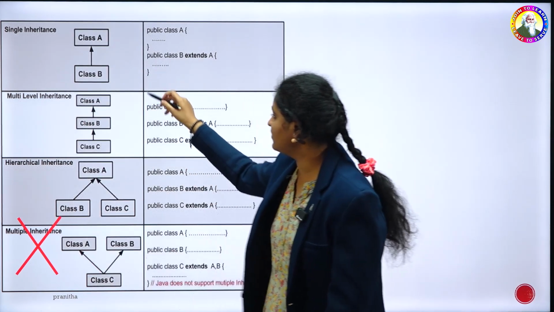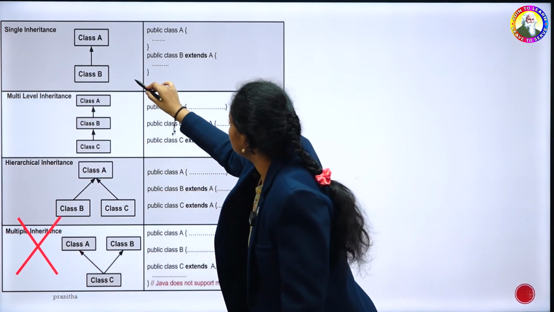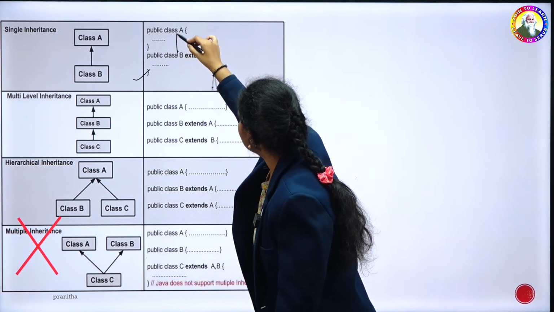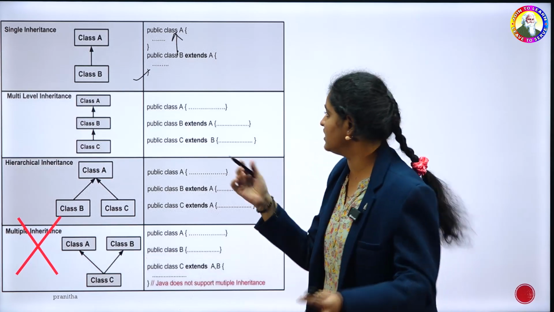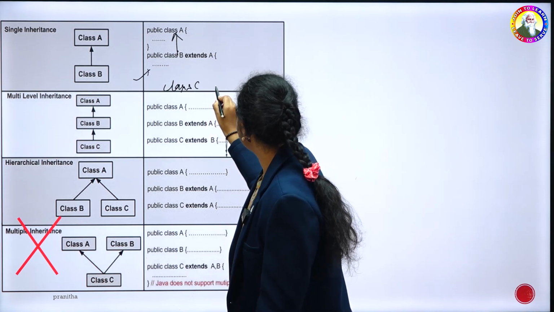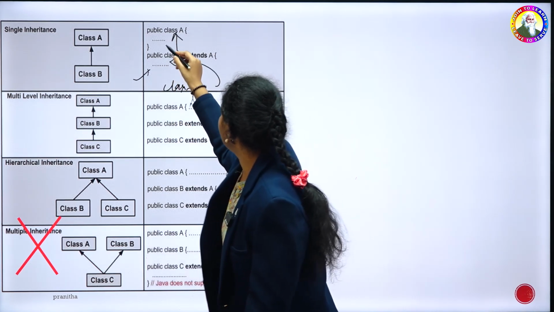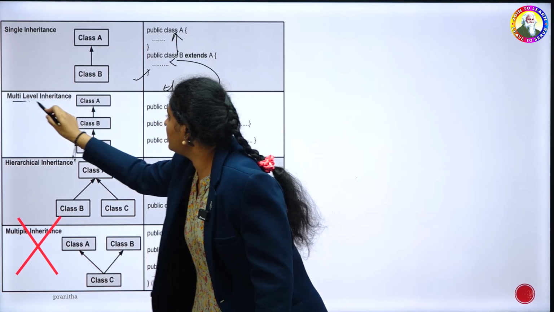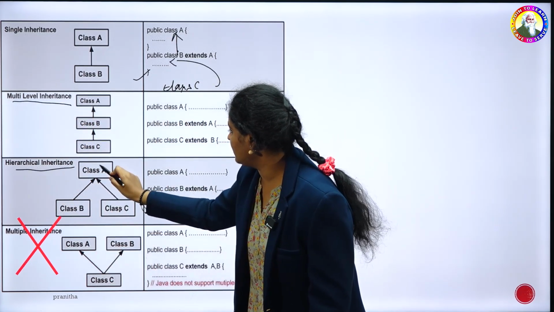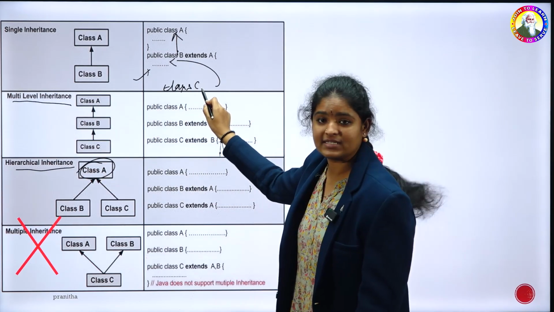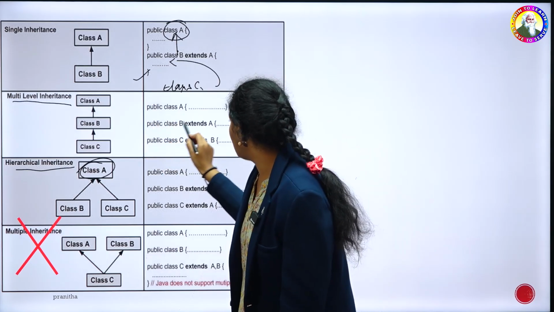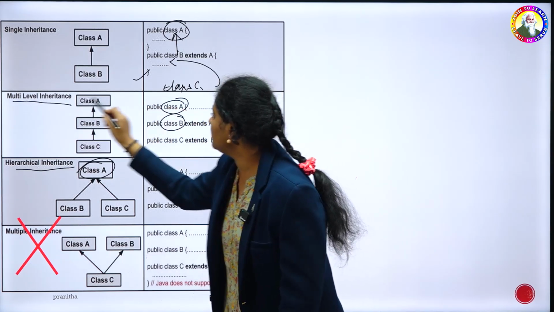These were some of the types of inheritance. First one, single inheritance: class B can be inherited only once. If you take another class C, it can inherit from class B, and that will be multi-level inheritance. Coming to hierarchical, class C can also inherit from class A. That will be hierarchical, and class B, which inherits class A, will be multi-level.